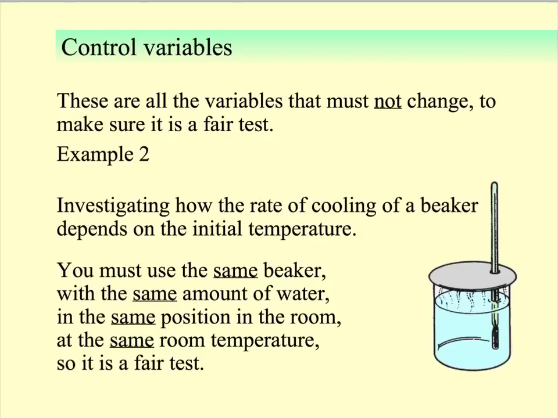In the example with the water, you want to make sure that you use the same beaker and the same amount of water. So if you're using 100 milliliters of water, you should use 100 milliliters every time you test this. It should be located in the same position in the room. You should be in the same room temperature. You want to control everything that you can to ensure that you have a fair test.